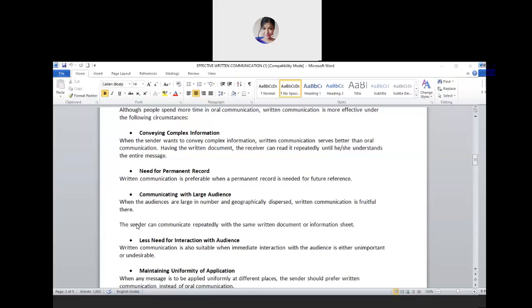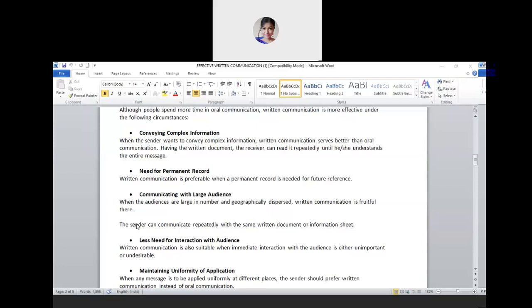The third point is communicating with large audience. Whenever you want to reach a lot of people at the same time, and you cannot go to everyone and share the information or the message or the idea with each and every individual, then what you can do is you can use the written mode.